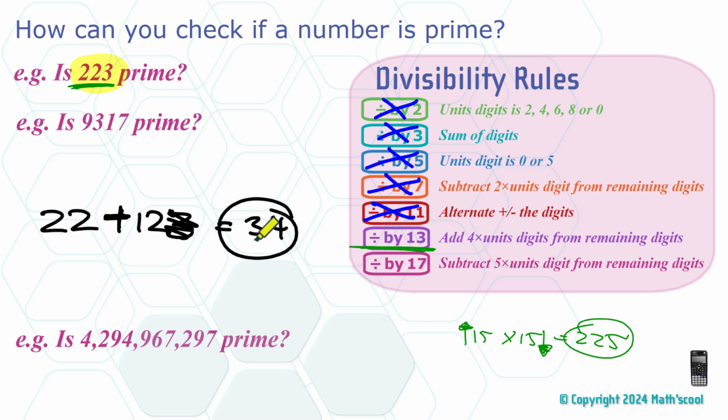13 does not go into 34. It goes into 39, but it doesn't go into 34. So 13 is not a factor. And I told you I don't need to check 17. So I've not found any numbers that go into that. So I'm going to say that's prime. I'm confident that this is prime.